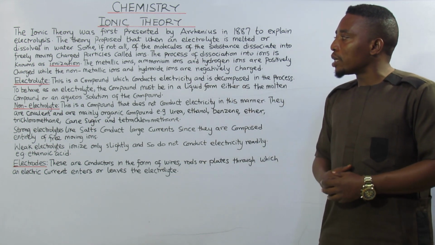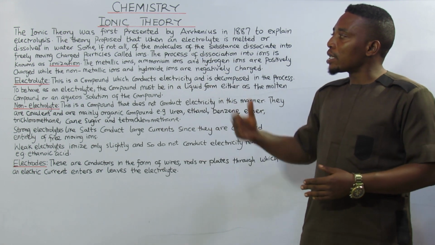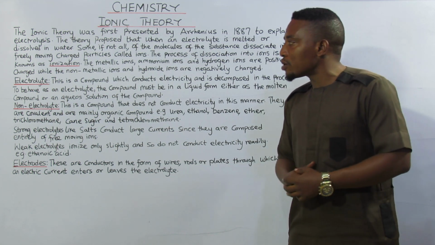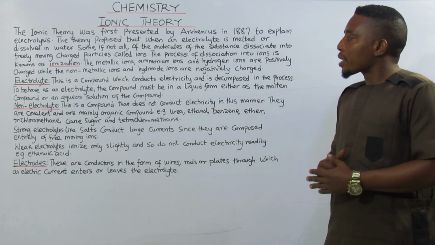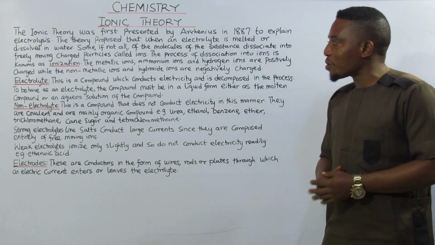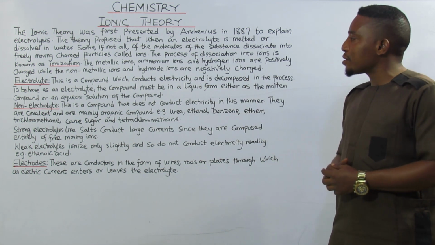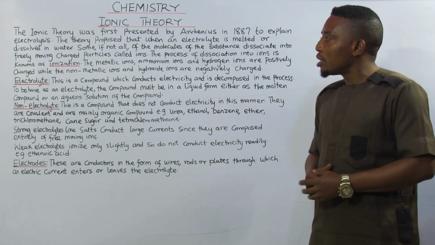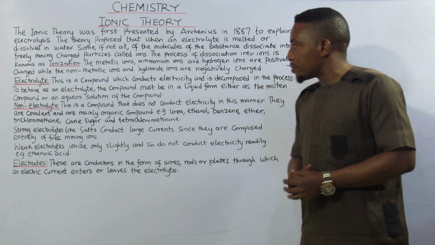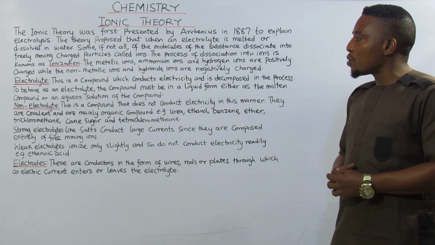So in this theory, Arrhenius presented this theory as the best approach to explain electrolysis. Also, after the dissociation of the ions, which we call ionization, we see that the metallic ions, ammonium ions, and hydrogen ions are the positively charged ions, while the non-metallic ions, like the hydroxide ions, are the negatively charged ions.